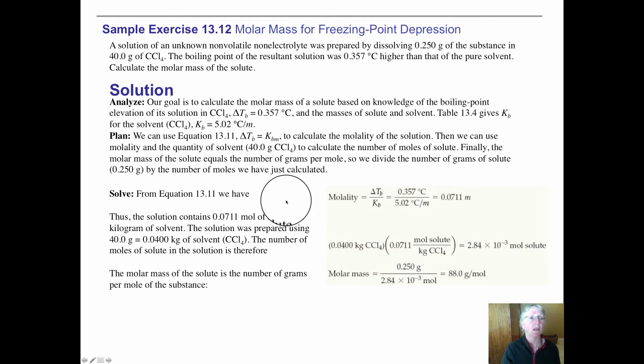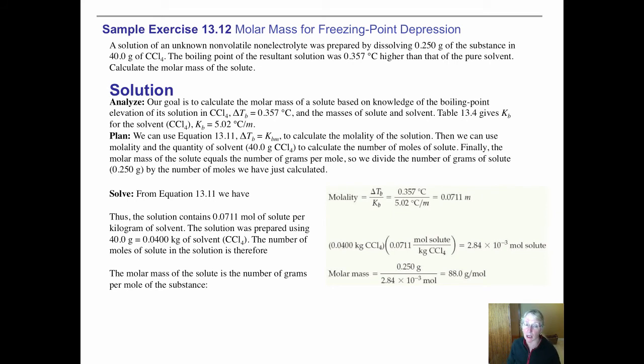Now they told me it was carbon tetrachloride, so the 5.02 number came from a chart. I have the change in the temperature. I need to find out the molality. And notice that if you are good with your units, the correct thing will cause the Celsius to cancel out, leaving molal as the value that we need as the unit for concentration.